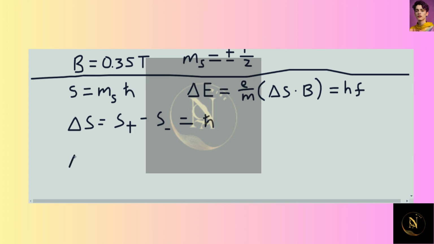or excuse me, parallel with one another, not perpendicular. So delta E is going to be equal to e over m, where m is the mass of the electron and e is the charge, times h bar times the magnetic field B. This is equal to h times f.